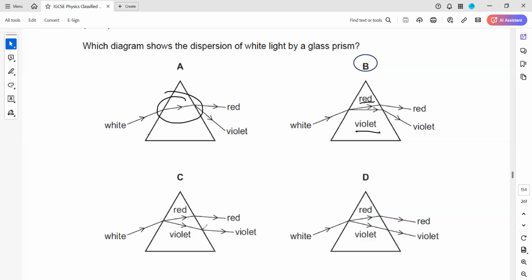Here what will happen? What is the mistake in this one? When they move out, they should bend away from the normal, but they're bending towards the normal. That's why this is wrong. And what about D? As you can see for D, when it moves from glass to air, it does not change the direction. It should change the direction, but it does not. That's why D is wrong.